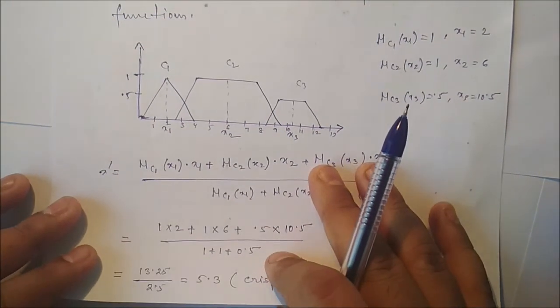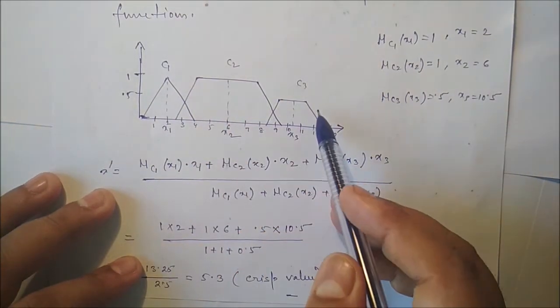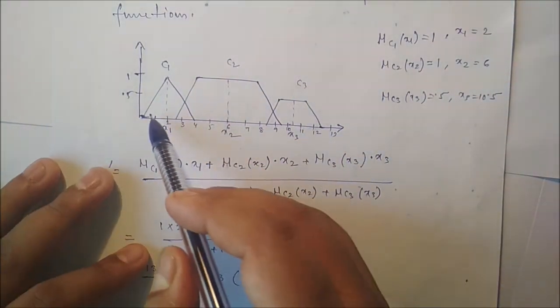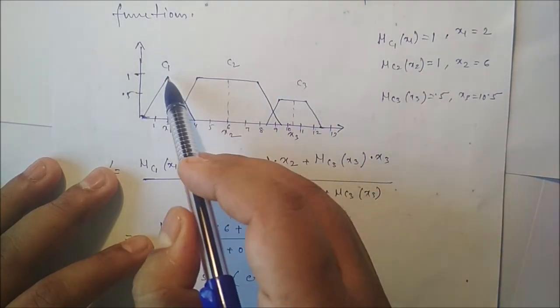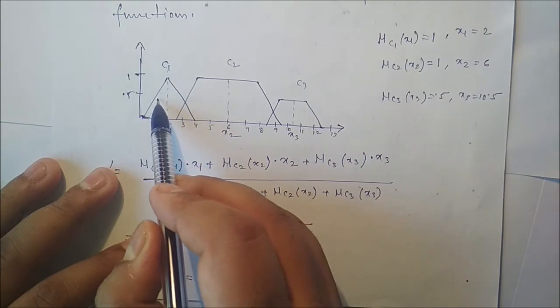Okay, now we can see the weighted average method or Sugeno defuzzification. c1, c2, c3, three fuzzy regions are there, and all are symmetric. Okay, all are symmetric. That means we can divide each equally into two parts.